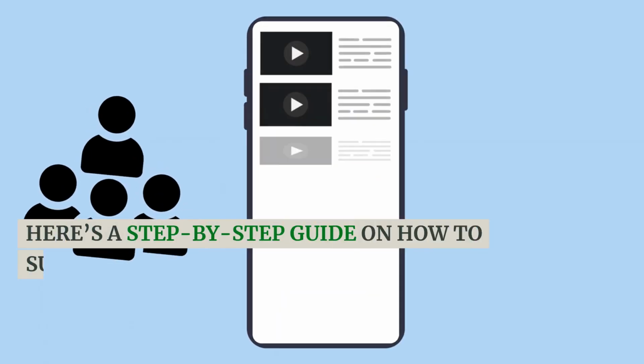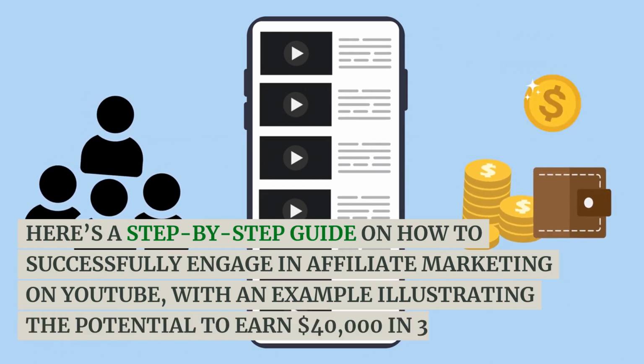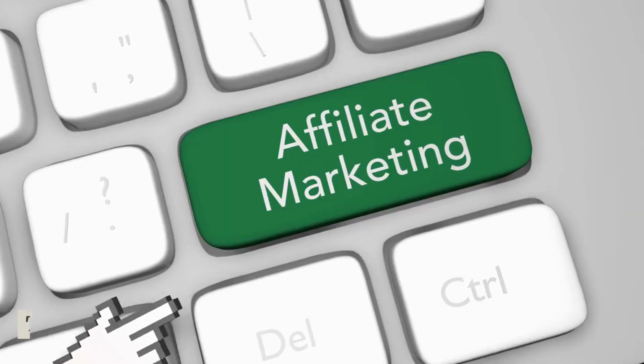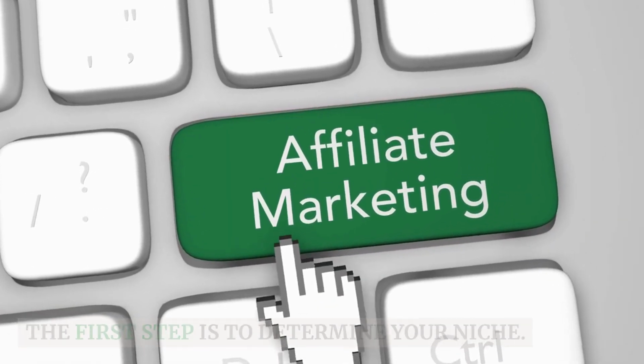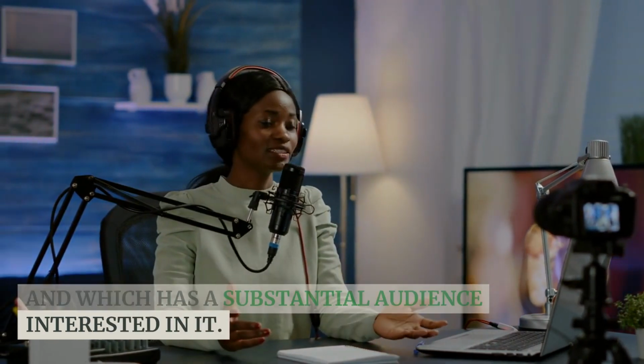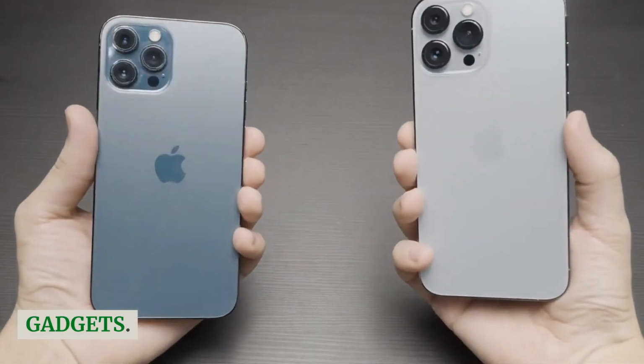Here's a step-by-step guide on how to successfully engage in affiliate marketing on YouTube, with an example illustrating the potential to earn $40,000 in 30 days. The first step is to determine your niche. It should be a topic you are passionate about and which has a substantial audience interested in it. For example, let's consider the niche of tech gadgets.